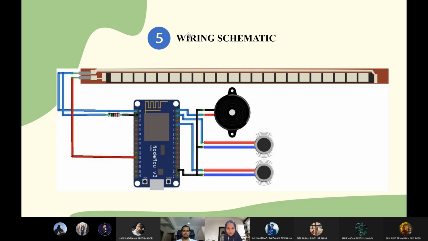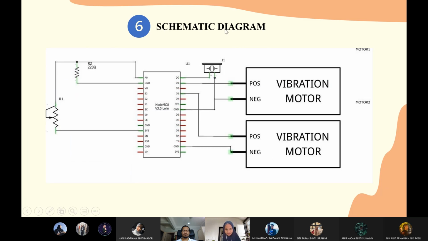Here is the wiring schematic. This is Node MCU with the vibration motor and the flight sensor attached. And the schematic diagram for this project.